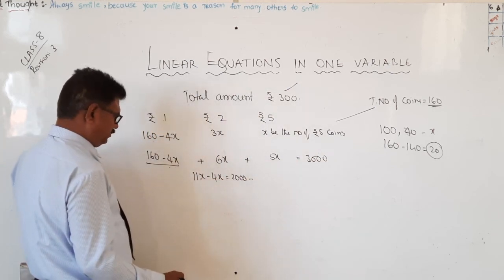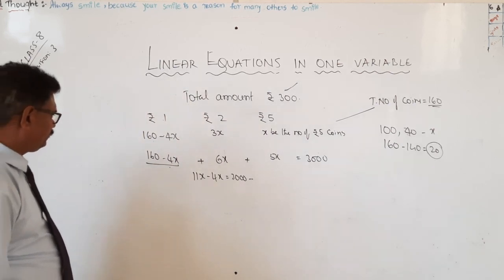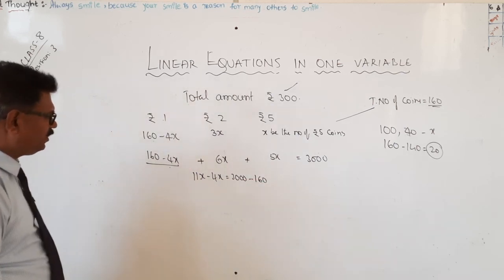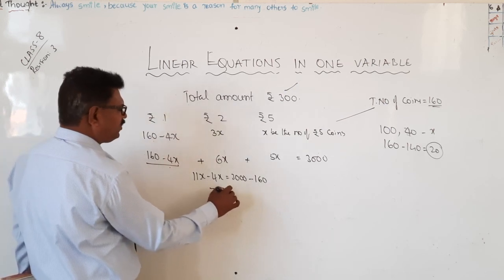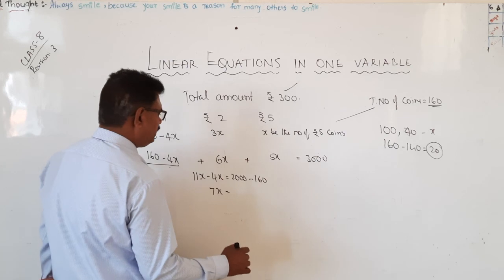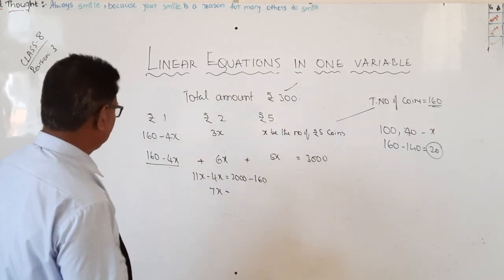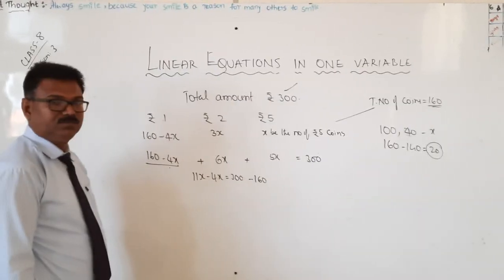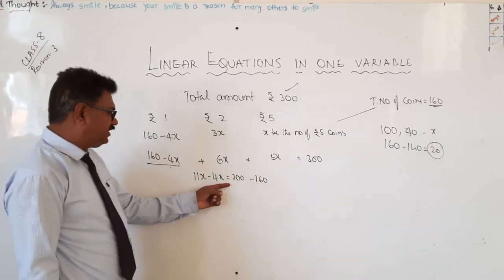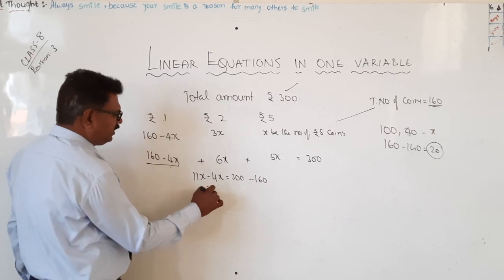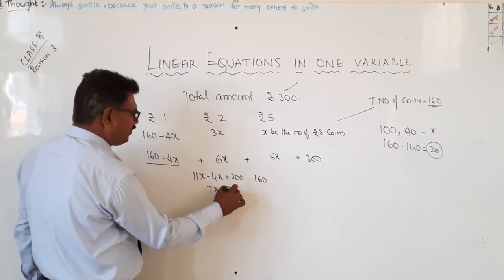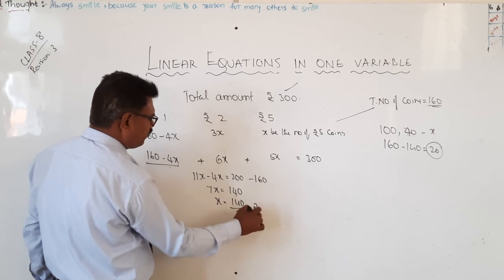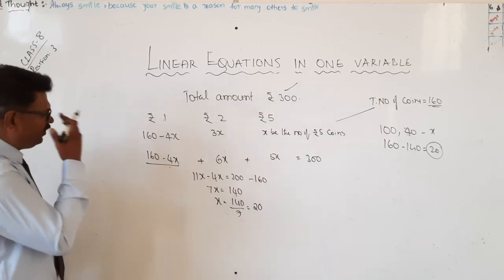Minus 160. Okay? So 11x minus 4x equal to 300 minus 160. 7x equal to 300 minus 160, which is nothing but 140. x equal to 140 divided by 7. 7 twos are 14, so 20. Okay? Now very simple.